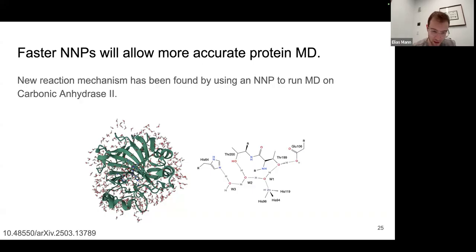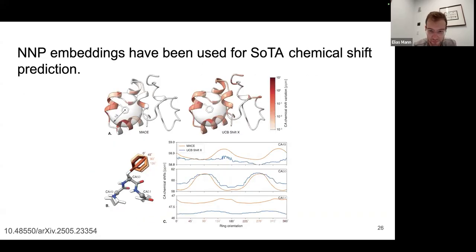So a recent paper by Tim Duignan at Orbital Materials showed that they found a new reaction mechanism by using OrbV3 to run molecular dynamics on carbonic anhydrase, which is a carbon capture enzyme. Other things we've seen too is NNP embeddings have been used for chemical shift prediction, actually beating state of the art, which is pretty cool.